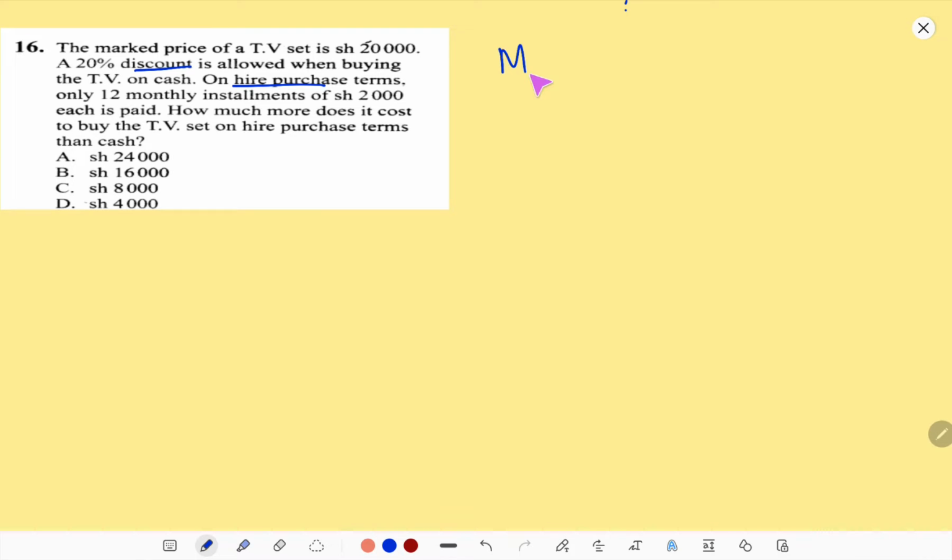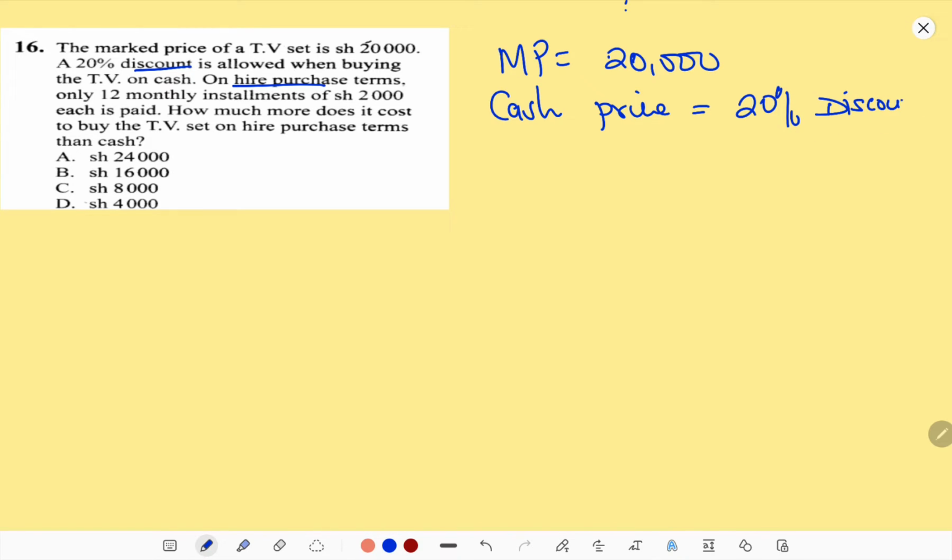The marked price we are given is 20,000 shillings. Okay, then we need to know the cash price. This we are not given, but we are told that it is a 20% discount. So we are going to calculate the cash price. Also, we need to calculate the higher purchase.